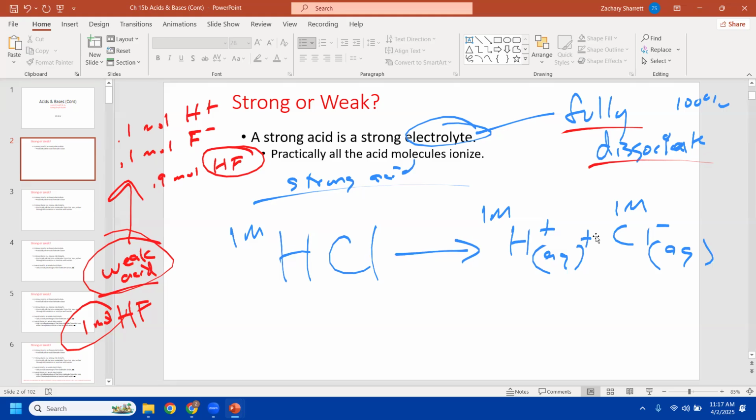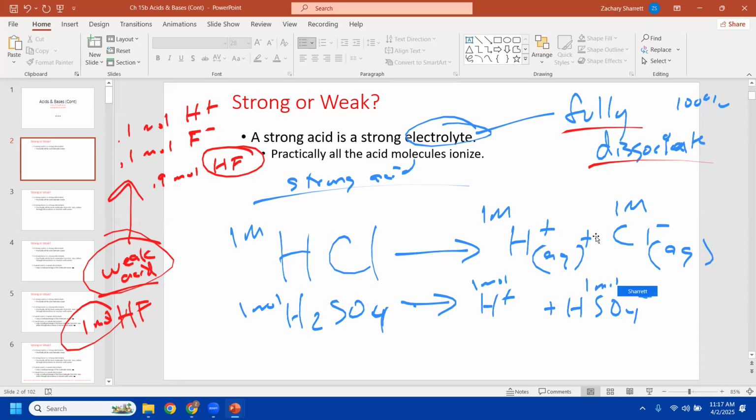Sulfuric acid is also a strong acid, very good, but only in its first step. H2SO4 is a strong acid in that it makes H plus and HSO4 minus. So if we had 1 mole of this, we'd have 1 mole of this and another 1 mole of this. Sydney in the chat typed in hydrobromic acid. Hydrobromic acid is also a strong acid, okay?